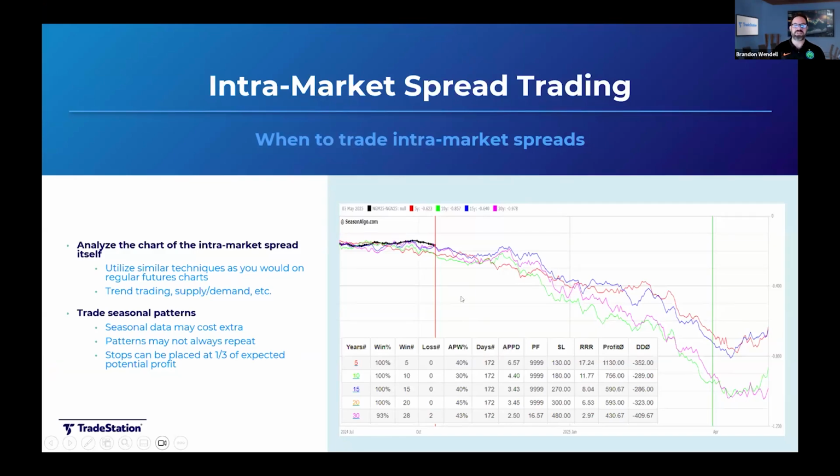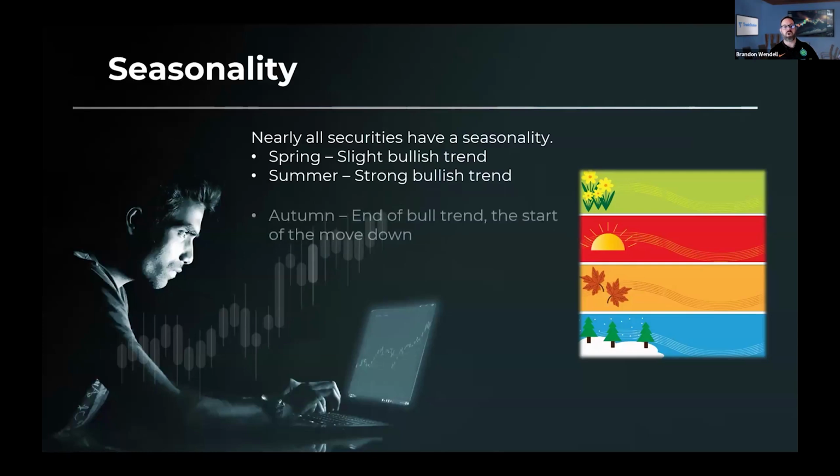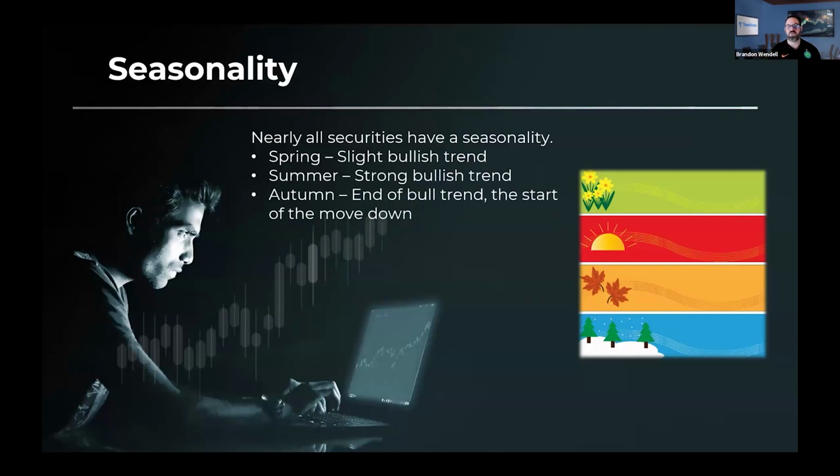So seasonality, basically what happens with a lot of these spreads is they repeat themselves over and over again every single year at roughly the same times. The big institutions are aware of this seasonality and they trade that. Nearly every single security has a season that it goes through: spring, summer, fall, winter. Spring is slightly bullish. Summer is the strong bullish trend. Autumn is the end of the bullish trend, start of a downward move, and winter is the full-blown bear market. Everything goes through a cycle like that, especially things that are grown or extracted from the ground. So it's very common to be able to trade these seasonal moves.